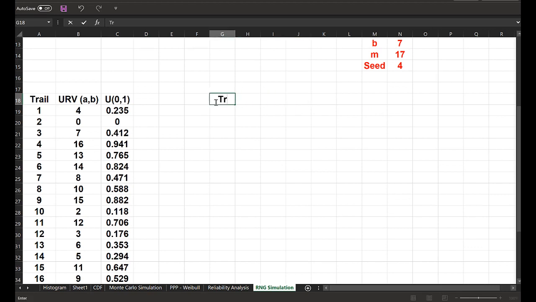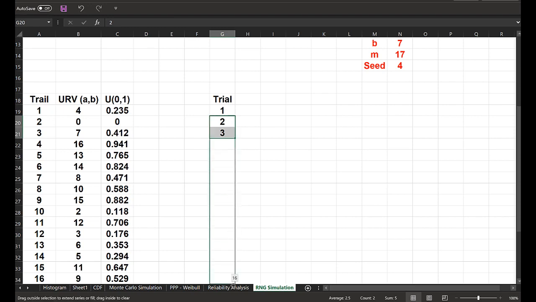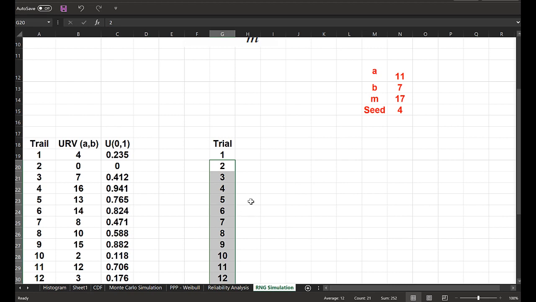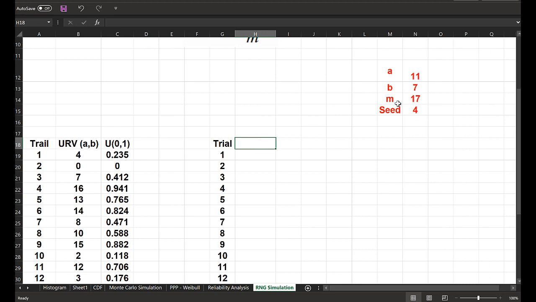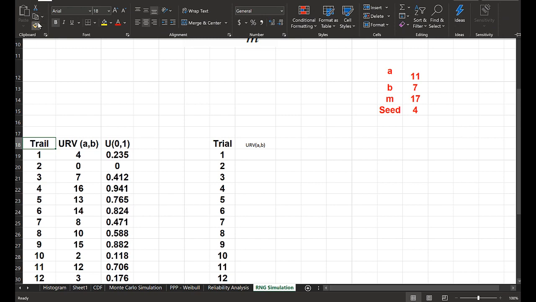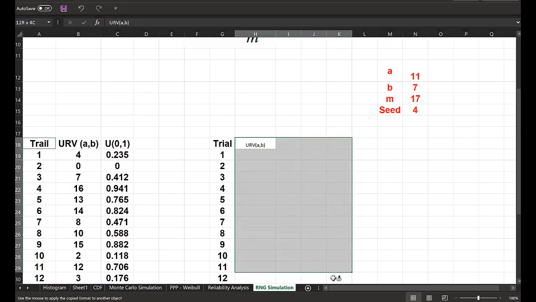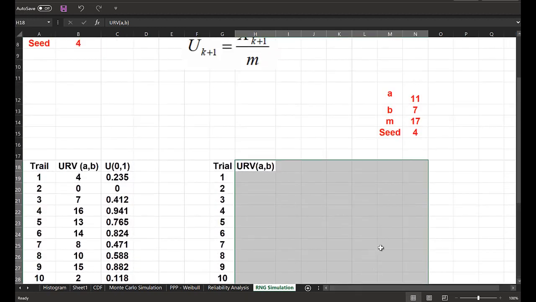Let's say we have a trial. So first trial, second trial, third trial, and many number of trials. Then we can generate a uniform random number between a and b, that is a is 11 in this case and b is 17. So we'll generate a uniform random variable between a and b. So this is the uniform random variable.